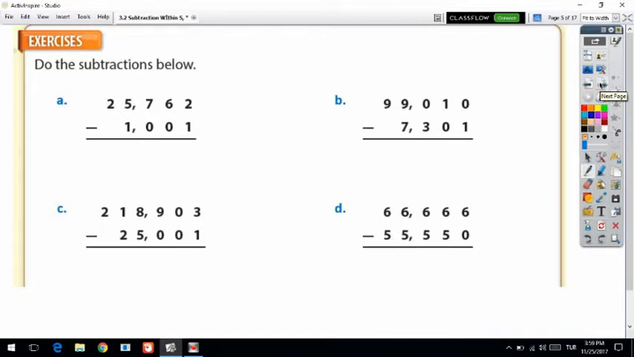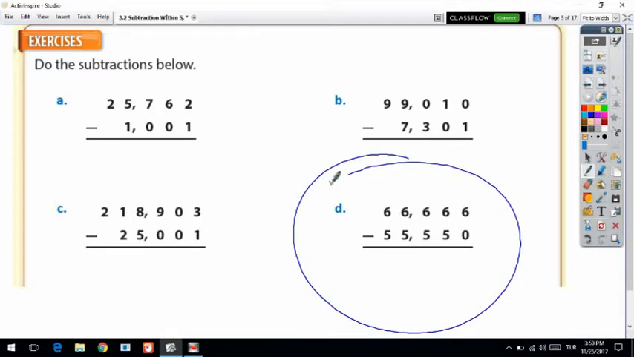We have an exercise. We have finished how to solve subtraction problems. Now we have to do practice. It's time to practice. Okay, let's continue. So do the subtraction. We have 4 same kinds of questions. I will choose one of them. Then I will start.